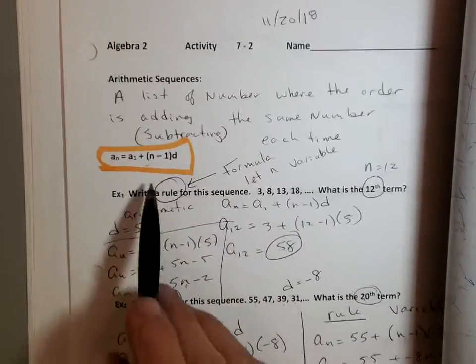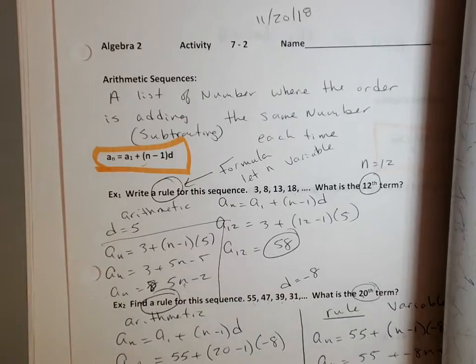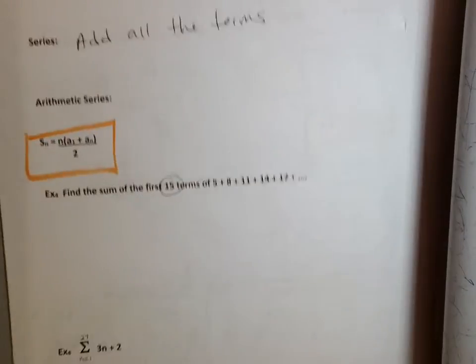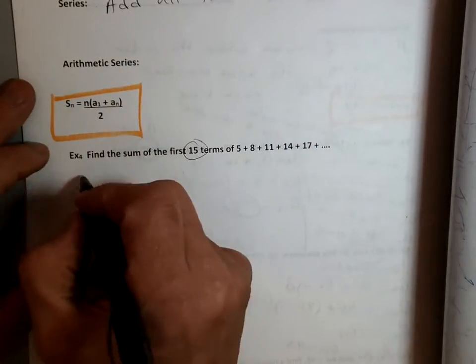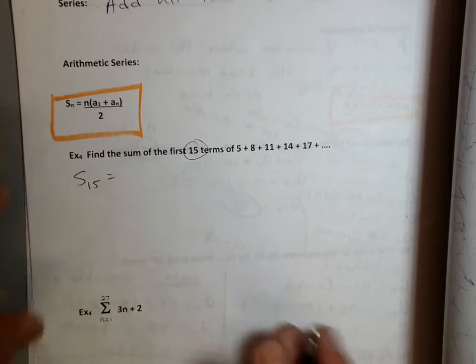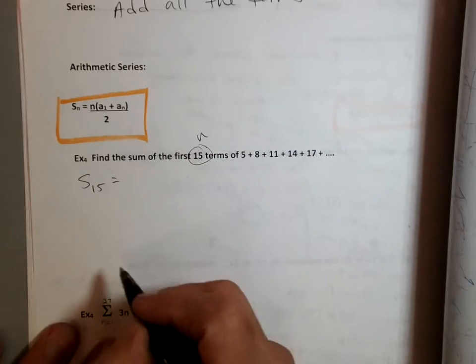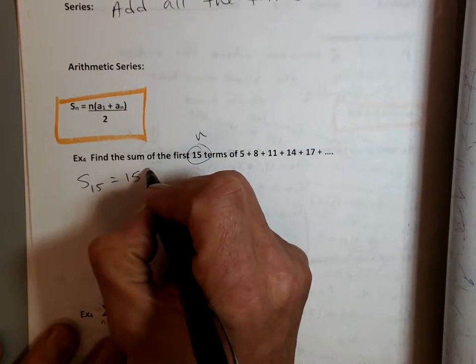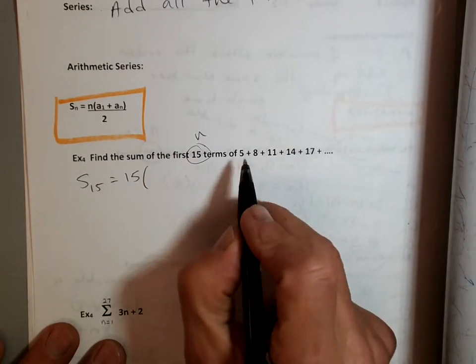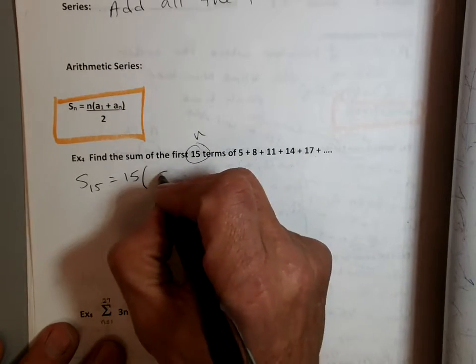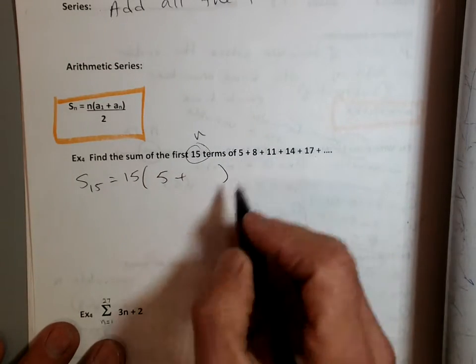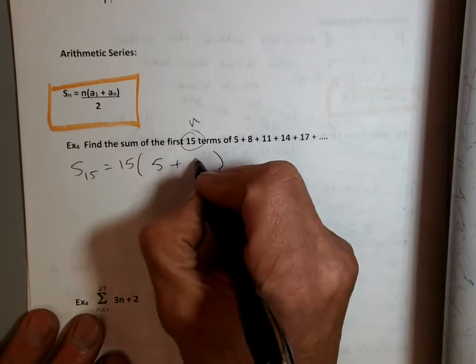But we have a formula to find the 15th term. We could use the formula I gave you on the front part of the page. So let's see. I know S of 15 equals, n is 15. I know A1, my first term, is 5, but I don't know the 15th term. I don't know A of 15.